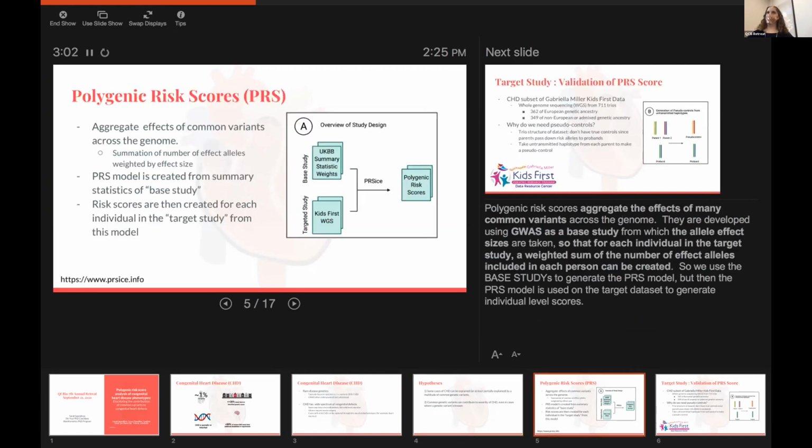For those of you who aren't familiar with polygenic risk scores, polygenic risk scores, or PRS, aggregate the effects of common variants across the genome. They are developed using a GWAS as a base study from which the allele effect sizes are taken, so that for each individual in the target study, a weighted sum of the number of effect alleles included in each person can be created. So we use the base studies, specifically GWAS summary statistics, to generate the PRS model, and then the PRS model is used on the target data set to generate the individual level scores.